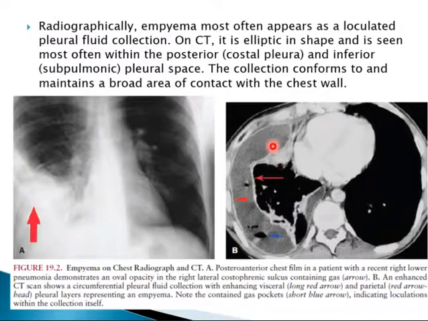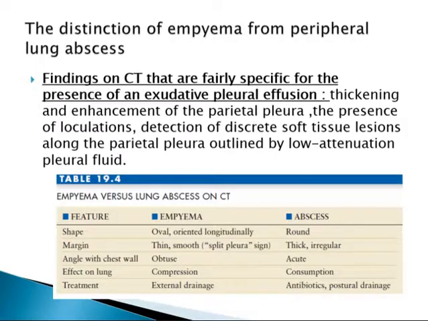And I think all the features are present in the picture again. While an abscess is usually round, shows thick irregular margins, and the angle with the chest wall is acute and causes compression of the lung rather than compressing it.